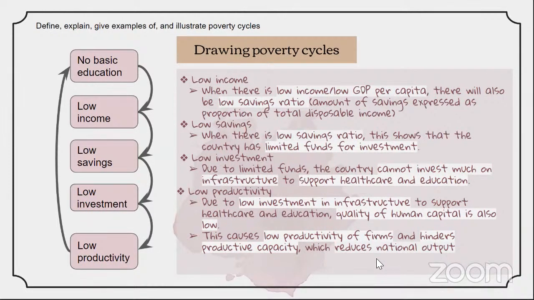So sebab quality of human capital too low, the firms will also have low productivity. So kalau low productivity, and if the productive capacity of the firms rendah, this will reduce national output. Sebab kan productivity tu kalau tinggi dia macam more efficient lah the firm. So kalau low productivity, dia hinders productive capacity. So macam they cannot produce as much, and they cannot produce as efficiently. So national output pun makin rendah.